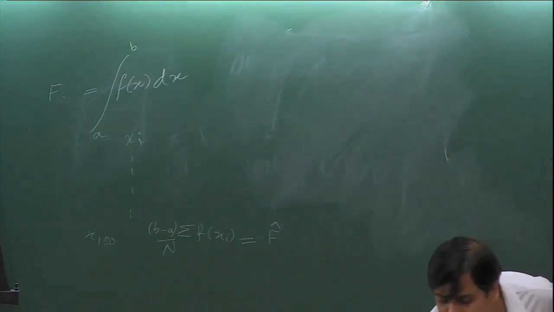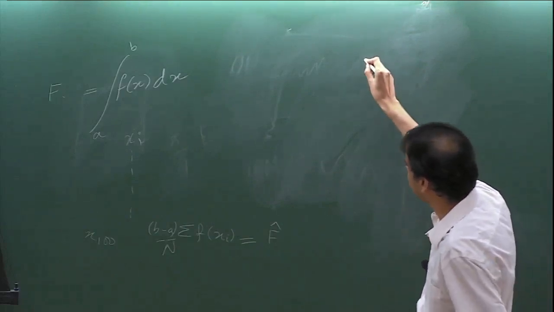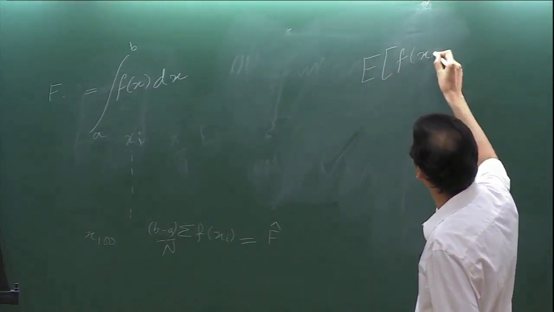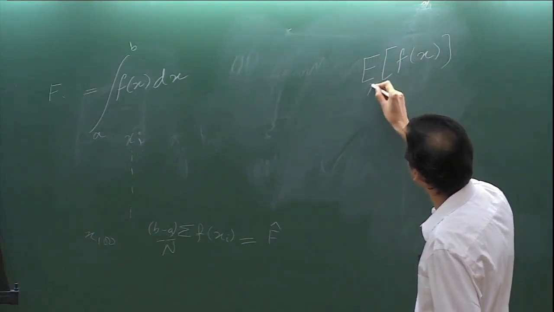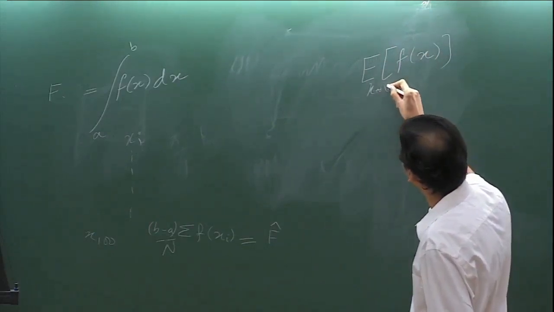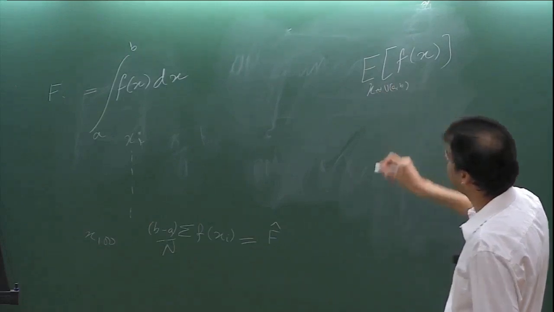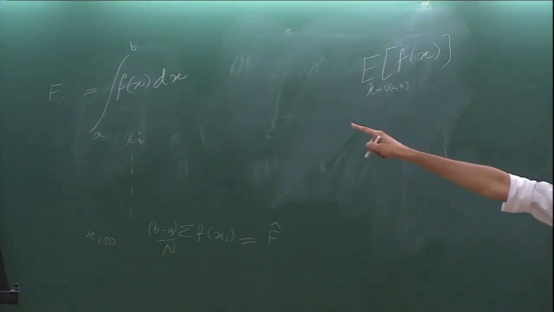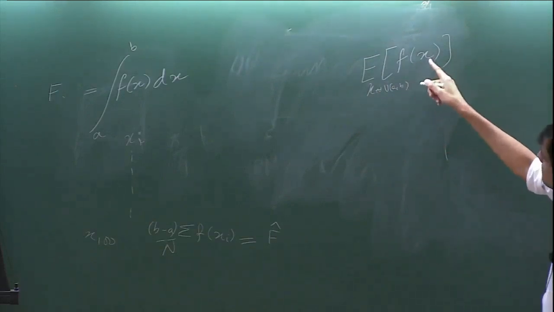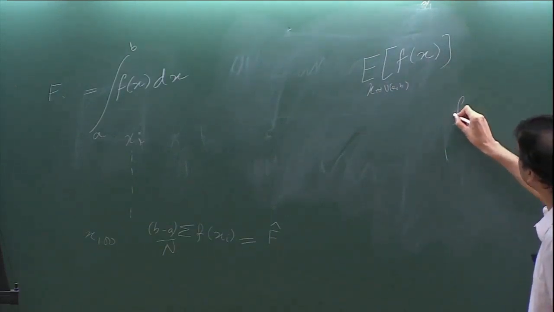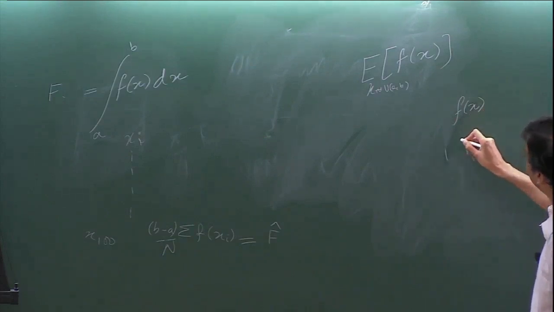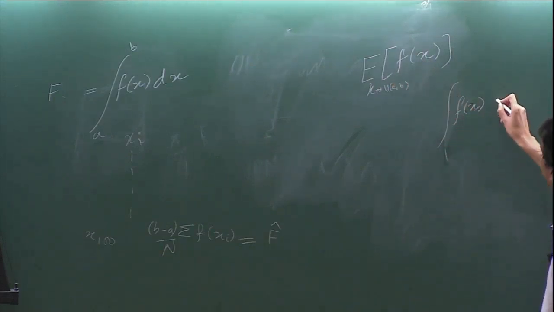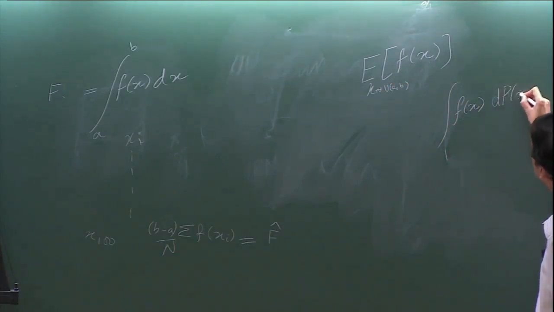So what we are trying to say is that the expectation of f(x), where x is drawn from a uniform between A and B, is going to be, times something, this integral. And why is that the case? Because the expectation of this is equal to the integral of f(x) times dp(x).